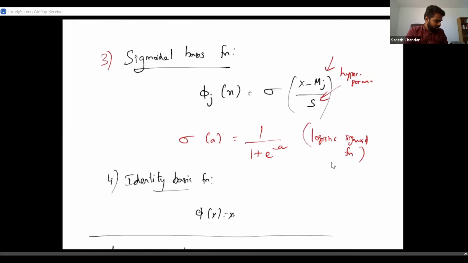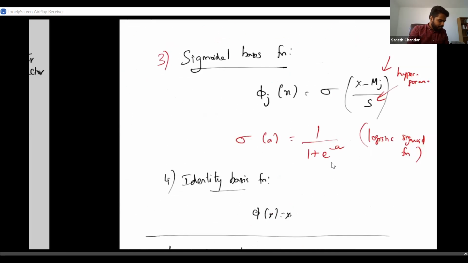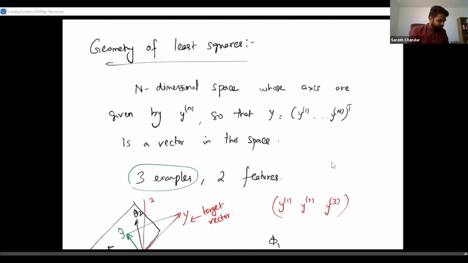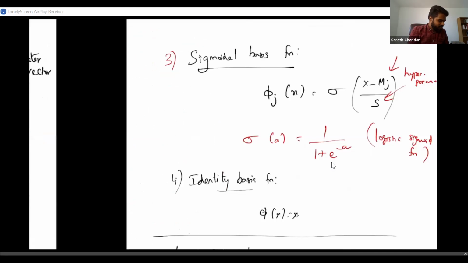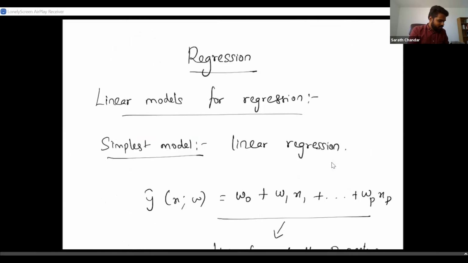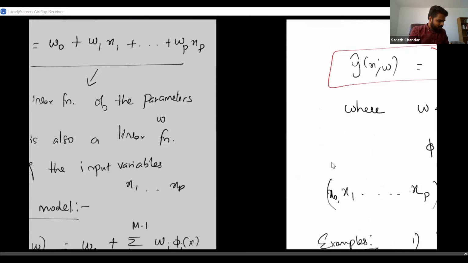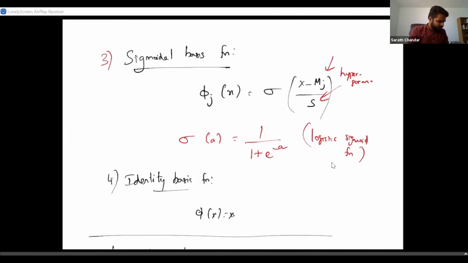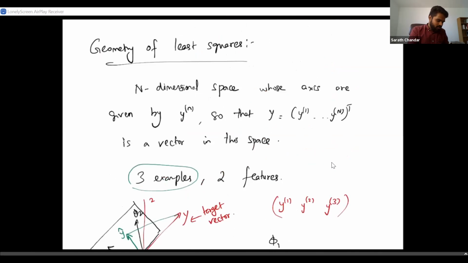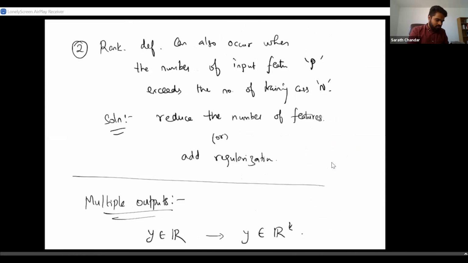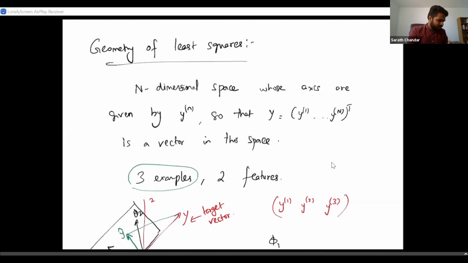I'm just trying to find where the example is. Well, I don't see the example. Okay, I don't see the example.